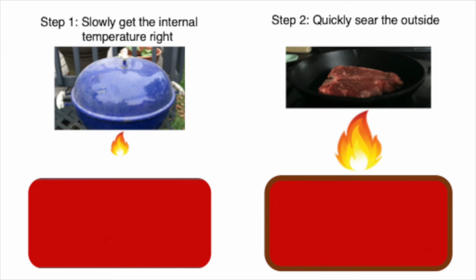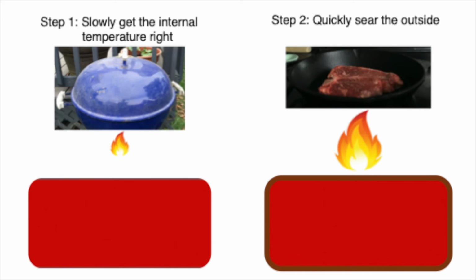In the first step, we are going to cook our steak over really low temperature for a long time to get the internal temperature just right. So super low, really, really low for a long time. You can do this on a grill, and that's how I'm going to show you how I did mine in a minute. Or you can do it in an oven at like 250 degrees.